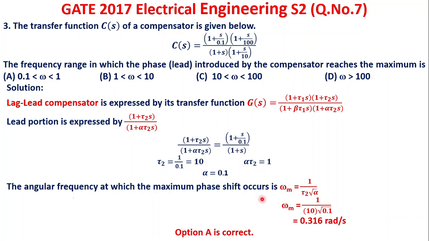The maximum phase shift occurs at the frequency 1/(tau2 root alpha). So that is 1/(10 into root of alpha), which is 1/(10 root 0.1). If we simplify, 0.316 radian per second, therefore it should lie between 0.1 and 1 only. Therefore option A is correct.